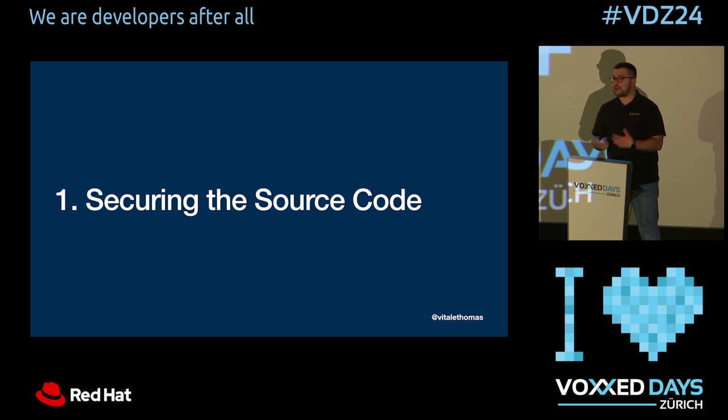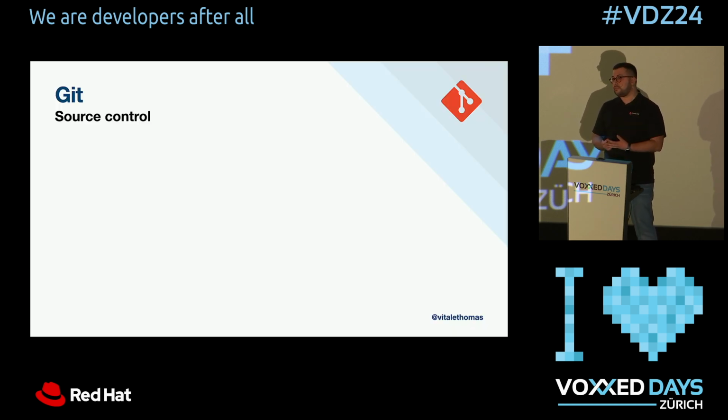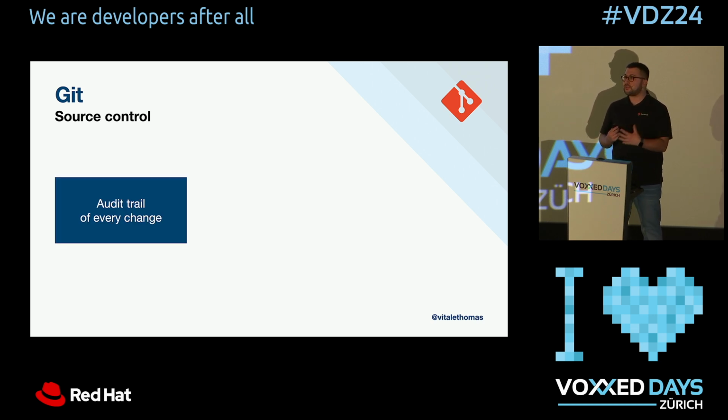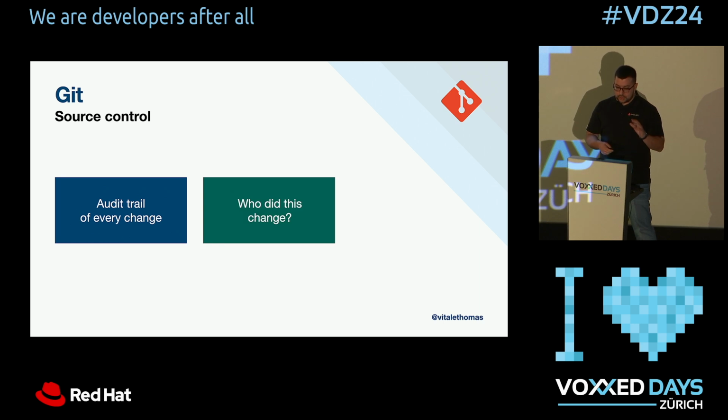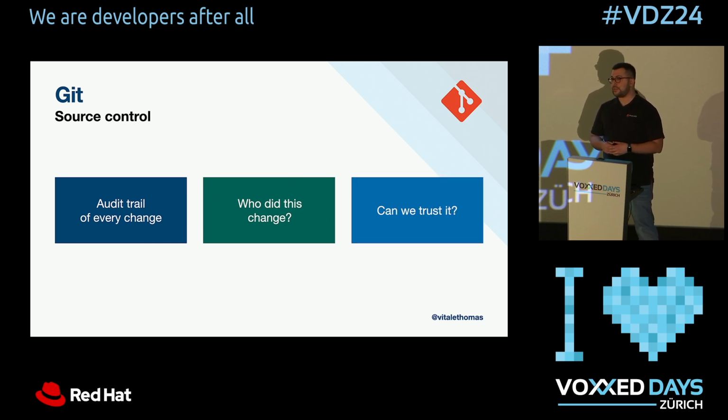Typically, we work with Git to version control our source code. And Git has a very nice property because it provides an audit trail of every change. So we have this history of all the commits, and we can ask the question, who did this change and when? That's really nice. We like it from a supply chain security point of view. However, can we trust the answer from Git?